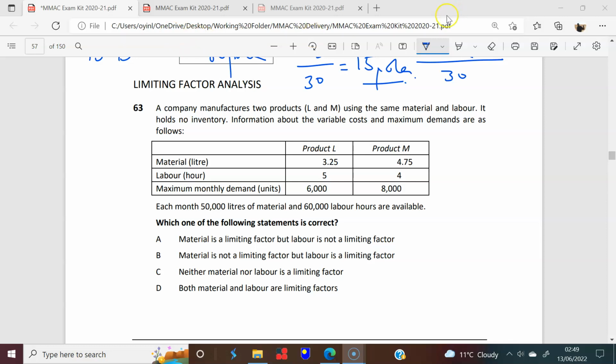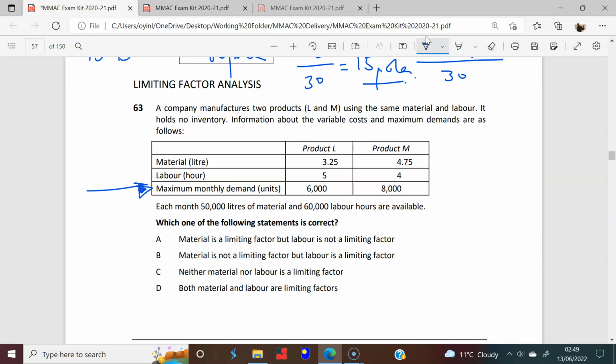Right. This was part of our last lecture, wasn't it? Limiting factors. I said to you that the whole thing about limiting factors was that you didn't have enough, but you could always find out and analyze whether or not you had enough by simply looking at demand.